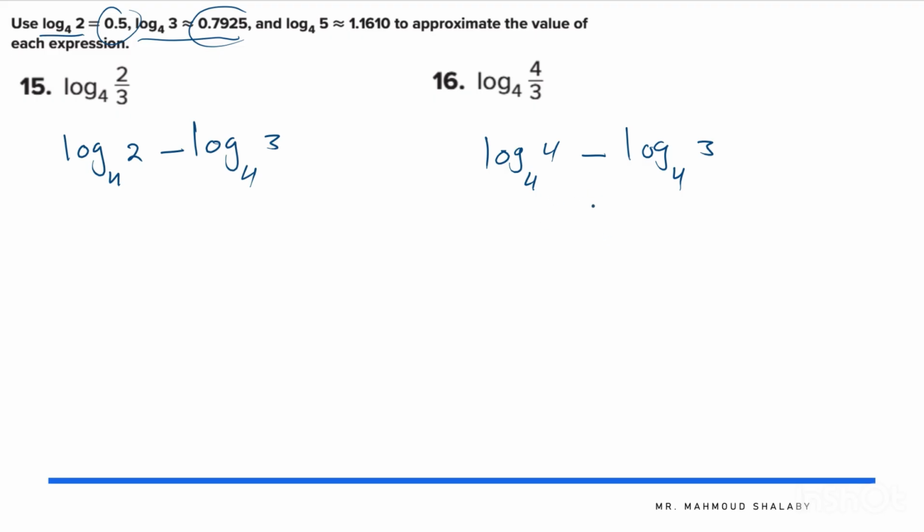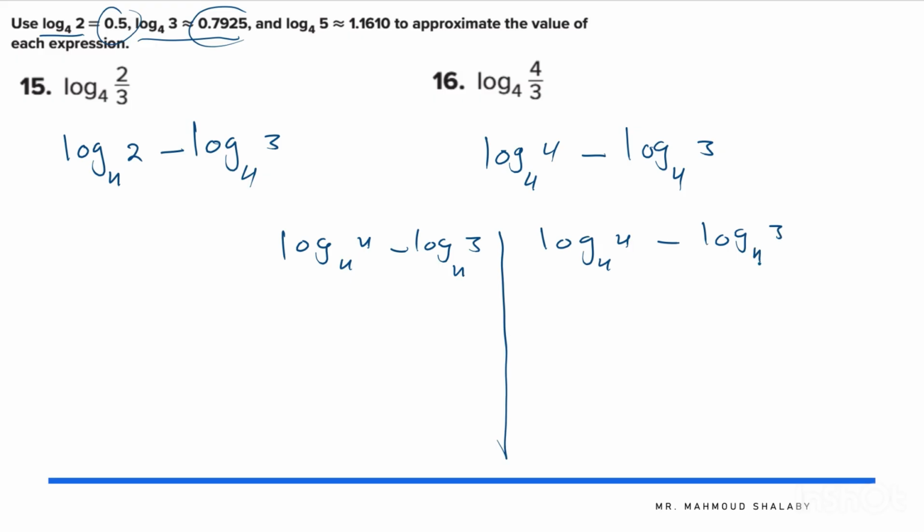Actually, this question has 2 ways to be solved. I will show you both solutions here. I will split the question and solve both sides. So I will rewrite it as log 4 to the base 4 minus log 3 to the base 4, and I will write it again here, log 4 to the base 4 minus log 3 to the base 4.